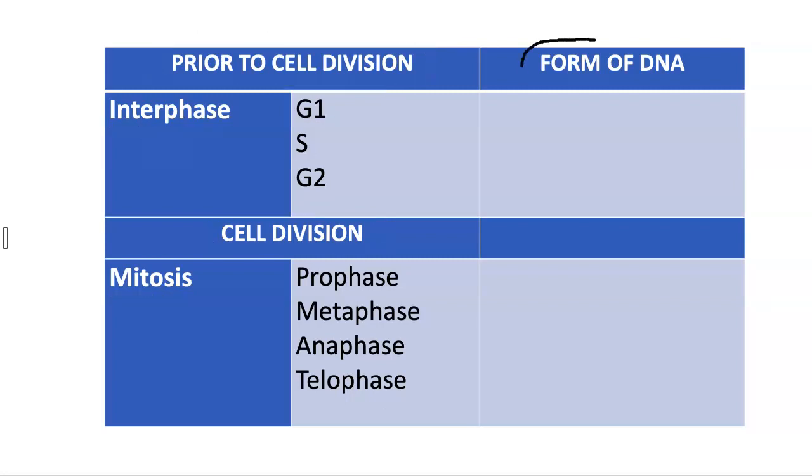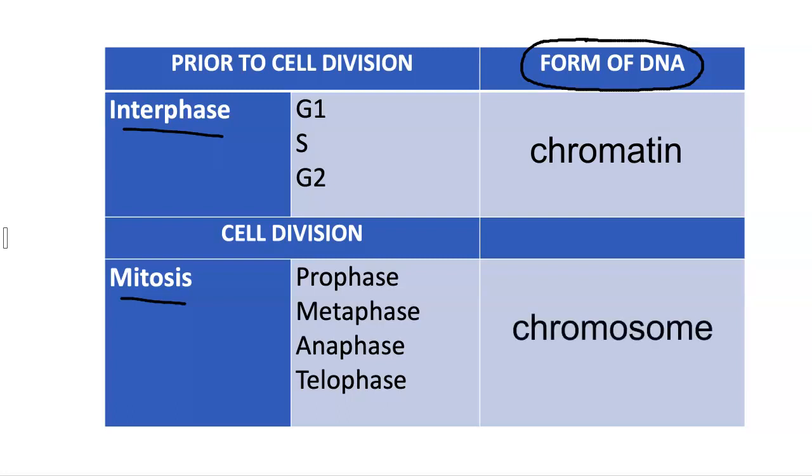If we take a look at the form that DNA is in each of these states, we see that DNA is in a different form during interphase than it is during mitosis. During interphase, the DNA is in a much more relaxed form, known as chromatin. And it's only when the DNA goes to divide by mitosis that chromatin is going to supercoil into something called a chromosome. Let me show you what I mean.